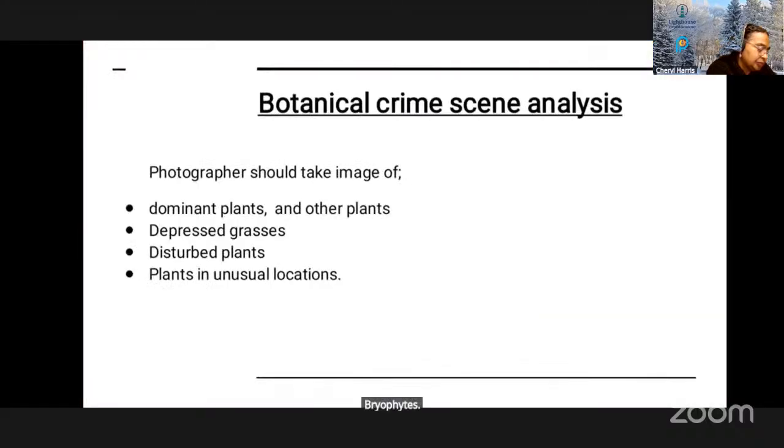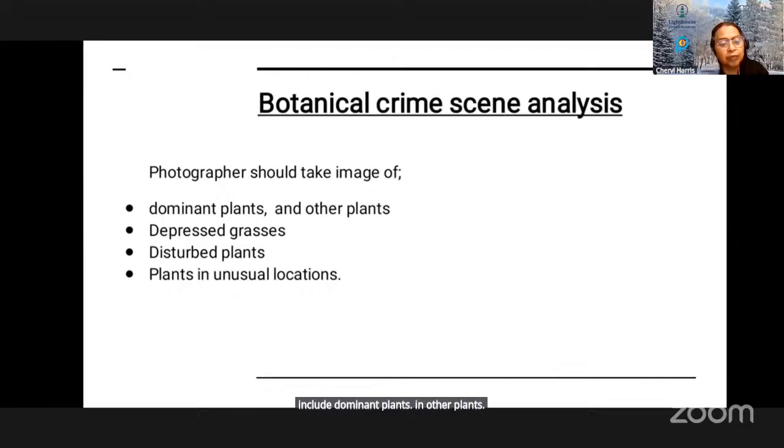Let's briefly look at botanical crime scene analysis. At a crime scene where botany is evidence, a forensic photographer should make sure they capture all the details of the plants, to try and get a lot of information from the plants that are present in the crime scene. So what the photographer should capture include dominant plants and other plants.